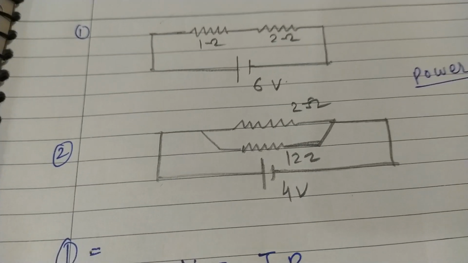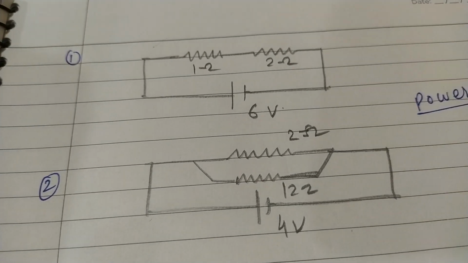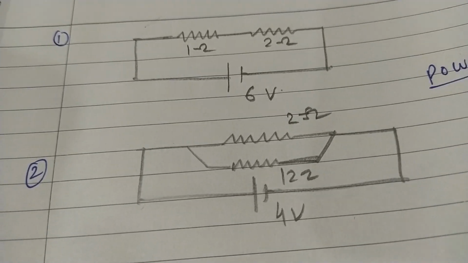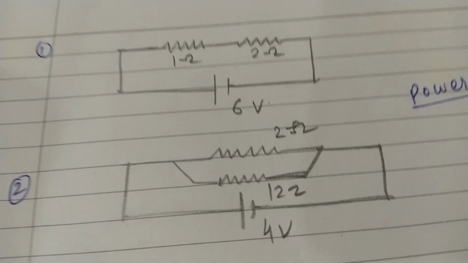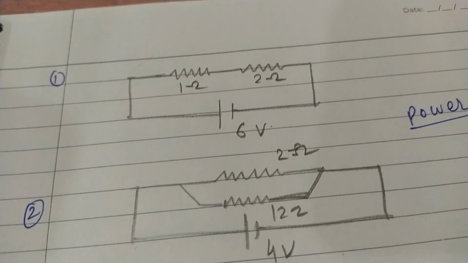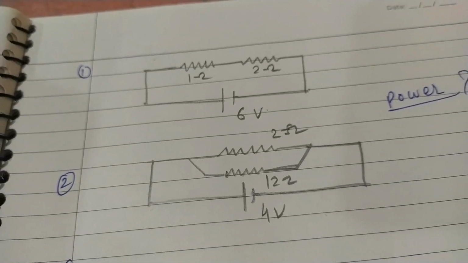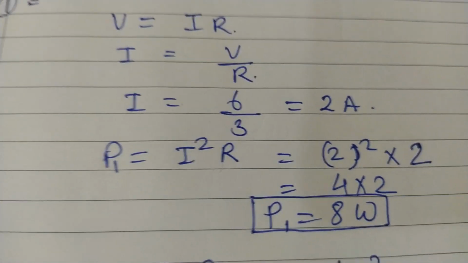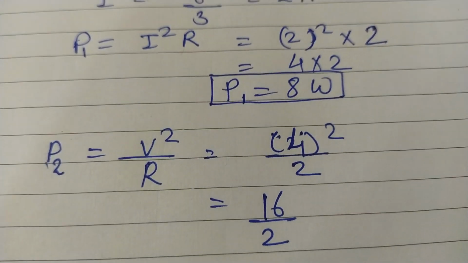In parallel arrangement of resistors, children, the potential difference is same. Here the 4 volt potential difference is same across 2 ohm and 12 ohm. Current flowing might be different, but potential difference is same in parallel mode. What happens in series? Current is same, potential difference is different, right? So we have used different formulas. There we have used I square R and here we will use V square divided by R. Okay, why? Because potential difference is same, current flowing is different.